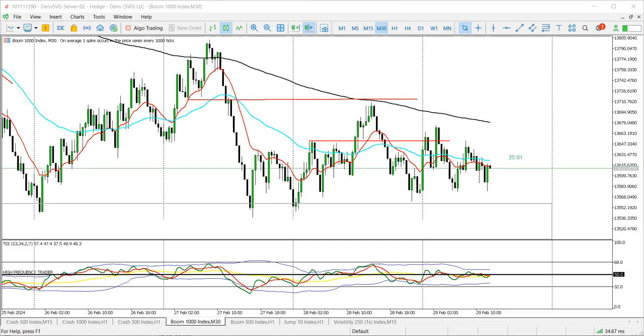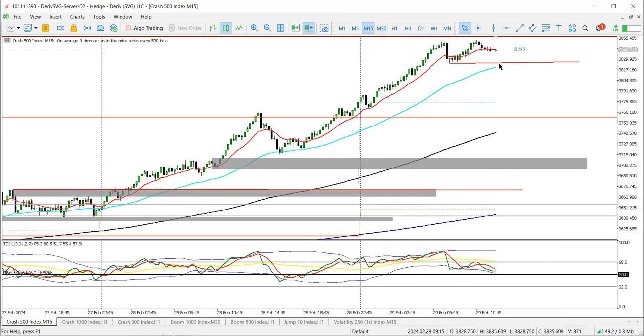Let's quickly have an analysis on these synthetic indices. Starting off with C500, we've got one sell at CMP, current market price. What's happening with this particular setup is I'm anticipating a sell, hence we've got a runner. Safe sell will be below this zone here.